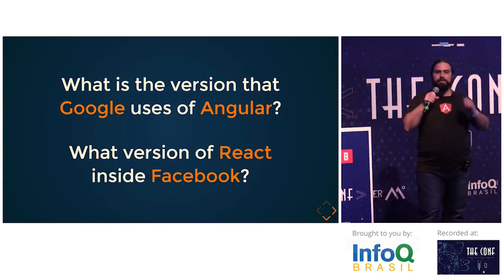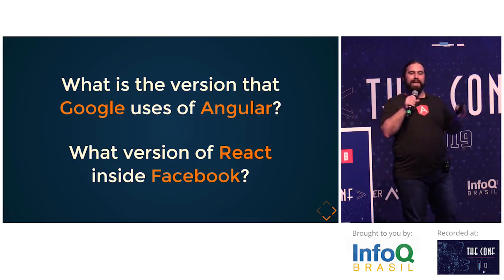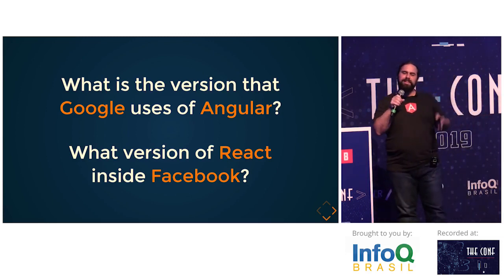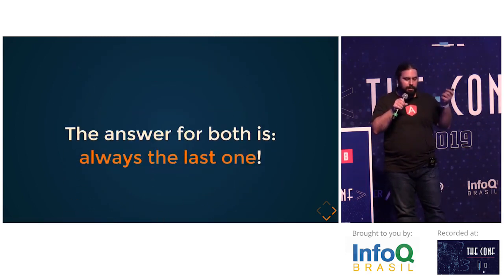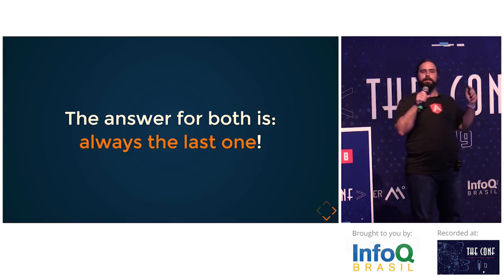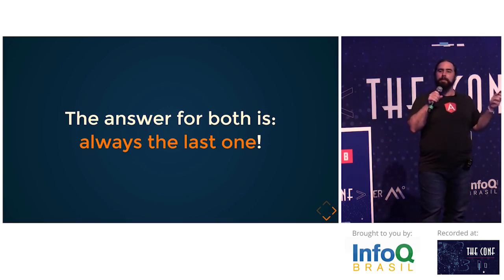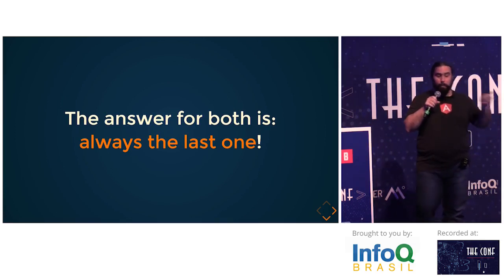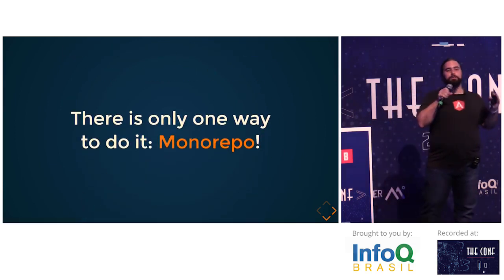And so here's a question. What is the version of Angular that Google uses? What is the version of React that Facebook uses? Do you know? It's always the last one. They don't care about version. Actually, if they didn't open source their code, they probably wouldn't even add a version. They don't care about it. And do you know why? Because they use a monorepo.